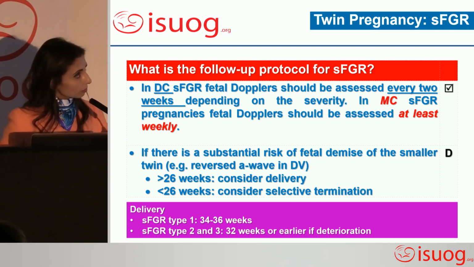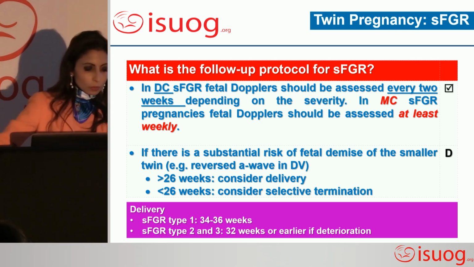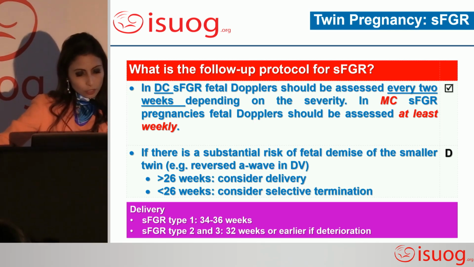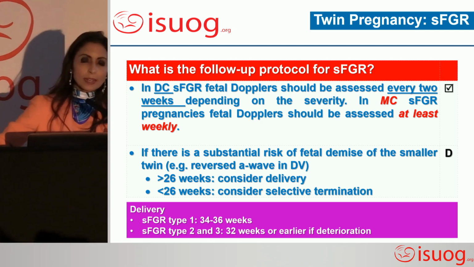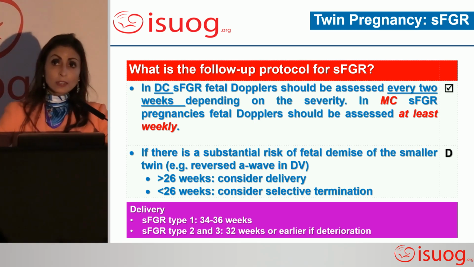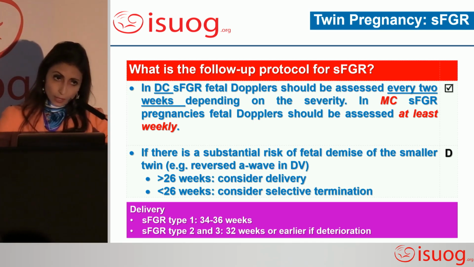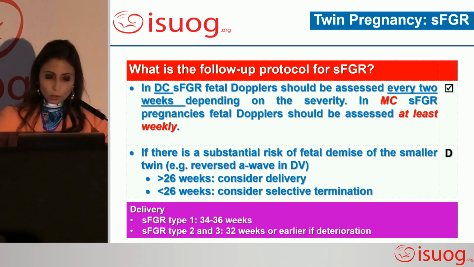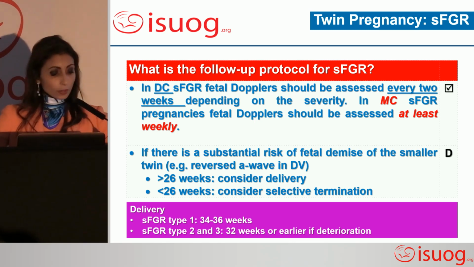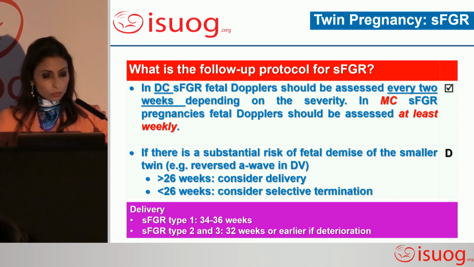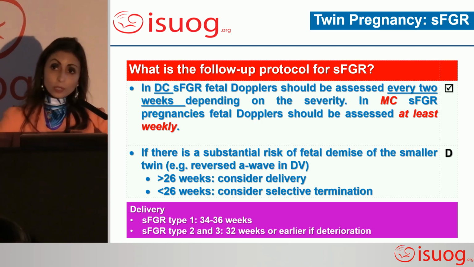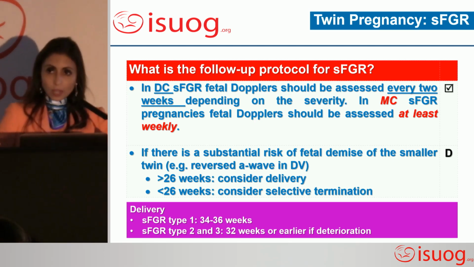So the ISUOG guideline, which was published about 3 years ago now, we did not really have this data from the meta-analysis, but certainly there was a consensus about how often you should see these pregnancies and at what gestational age you should deliver. That was a consensus based on experts, not on randomized controlled trials or high-quality evidence. So in dichorionic twins, at least every 2 weeks, as in singleton growth restriction pregnancies. In monochorionic twins with selective fetal growth restriction, at least weekly, maybe even more. It depends on the type, it depends on the Doppler findings.